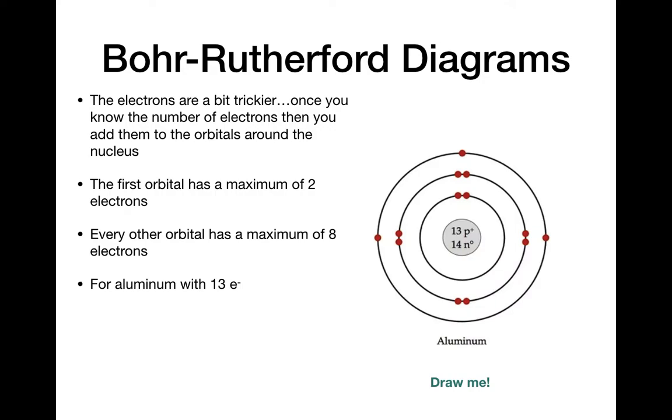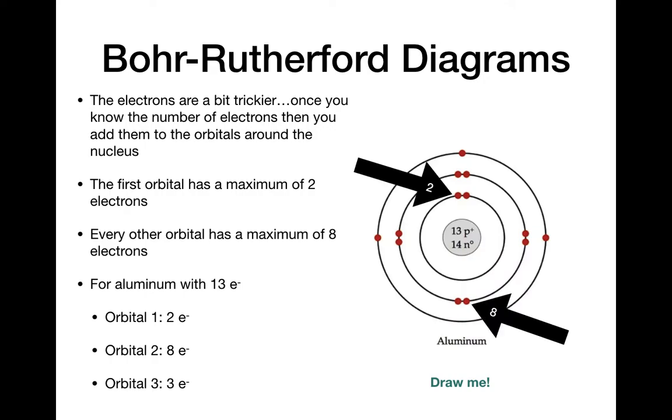So if we have 13 electrons in aluminum, because it has a neutral charge in this atom of aluminum, so 13 protons, 13 electrons, then the first orbital is going to have 2, which means I still have to put out 11 electrons. My second orbital will have 8, which means I still have 3 electrons to put out, and my third orbital is going to have 3.